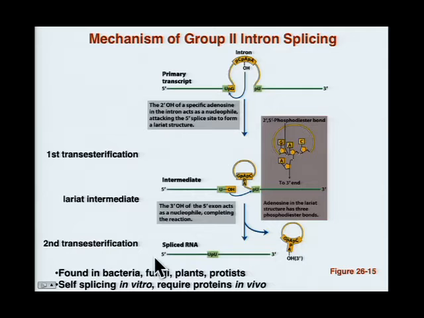So this is also found in a similar set of organisms: bacteria, fungi, plants, and protists. Okay, so protozoa and other such organisms. And this is self-splicing in vitro. So in the total absence of proteins under the right in vitro conditions, this thing will cut itself out. But in the cell, it's more believed in vivo to occur with the help of proteins. But the actual catalysis itself, these transesterification reactions, are believed to be caused by the ribozyme portion of this.